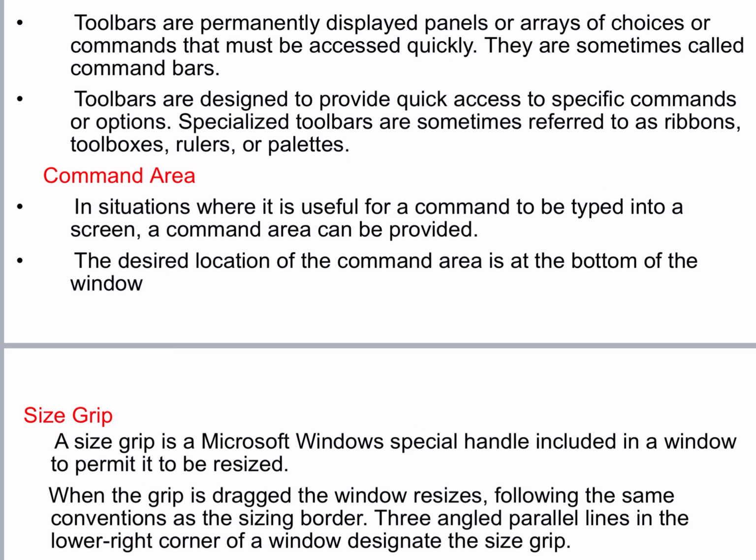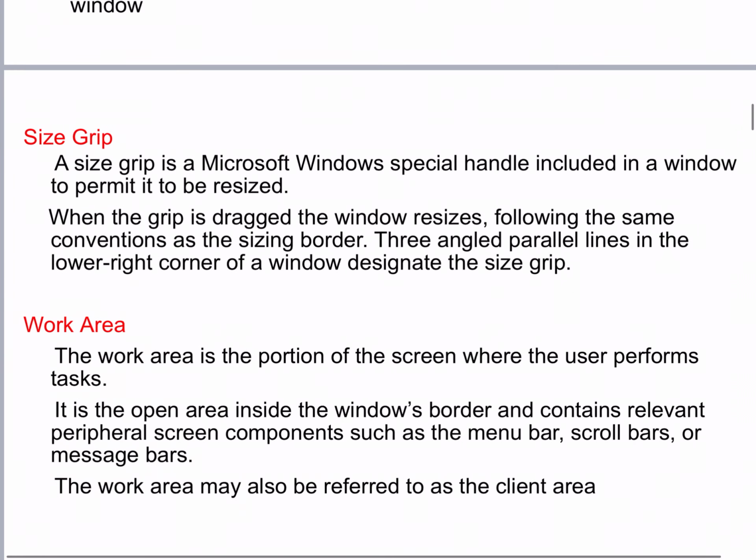Next is the command area. In situations where it is useful for commands to be typed into a screen, a command area can be provided. The desired location of the command area is at the bottom of the window. Next is the size grip. The size grip in Microsoft Windows is a special handle included in a window to permit it to be resized. When the grip is dragged, the window resizes following the same convention as the sizing border. Three angled parallel lines in the lower right corner of the window designate the size grip.